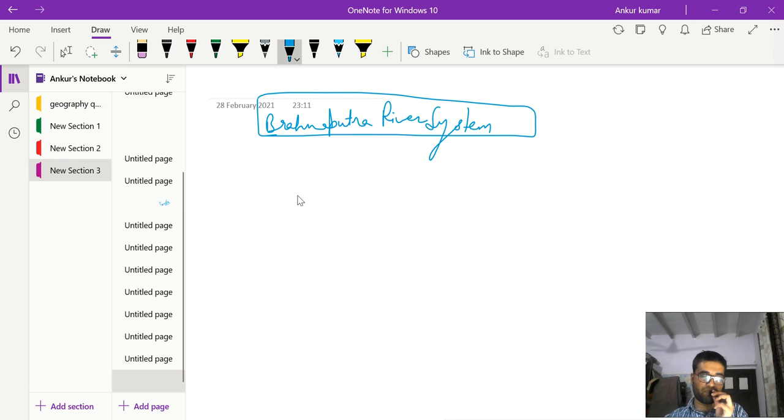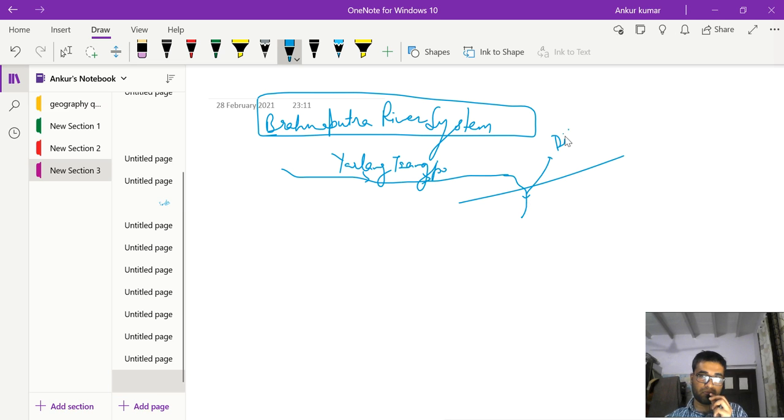So in case of the Brahmaputra River system, we know the Brahmaputra River starts again from the Mansarovar Lake, and in China, in the Tibet region, it is called the Yarlung Sangpo. This is the Tibetan region. But when this river enters Arunachal Pradesh from here, in Arunachal Pradesh it is called the Dihang River.